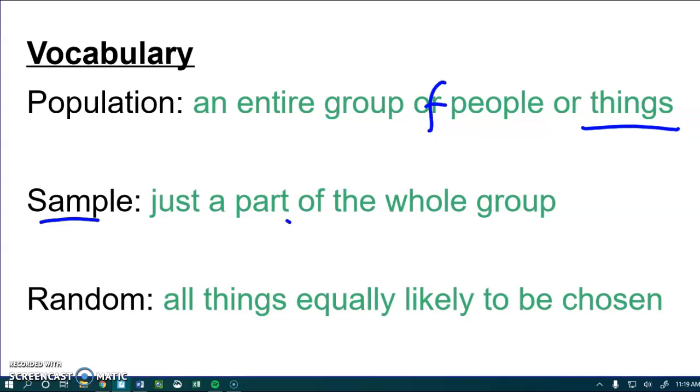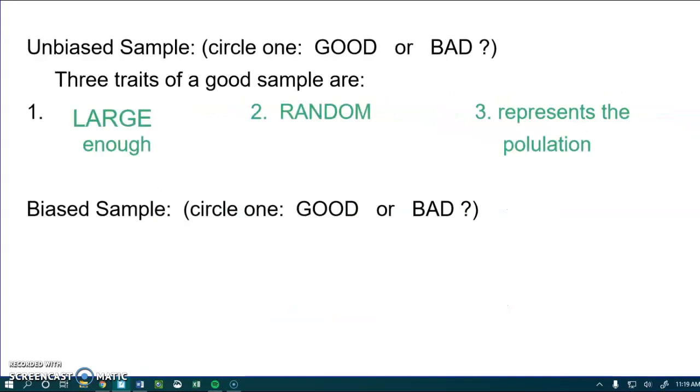And then random, we've already discussed random, is all things or all outcomes or all different objects equally likely to be chosen. Okay, so we know random. We've used that word in everyday life. So then thinking about a sample, we want our samples to be unbiased. I know it sounds a little backwards, but unbiased is good. We need unbiased samples. Okay, so in order to get a good unbiased sample, there are 3 things we need to have. 3 traits of a good sample.